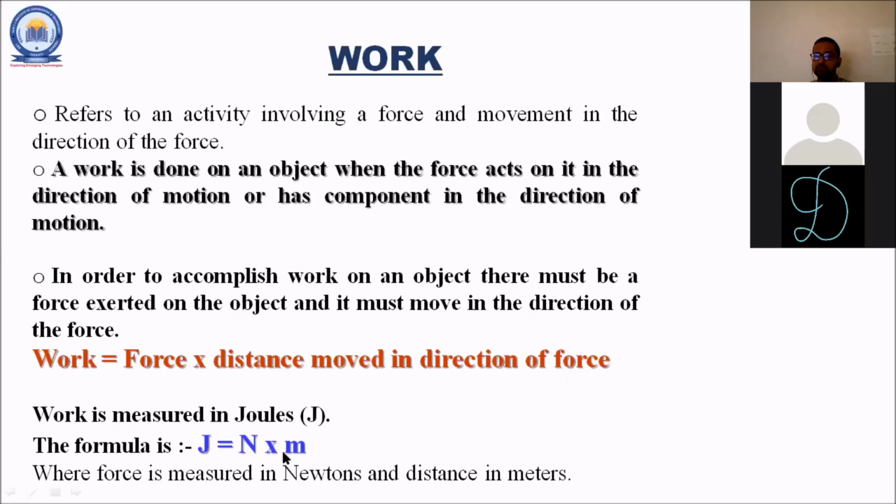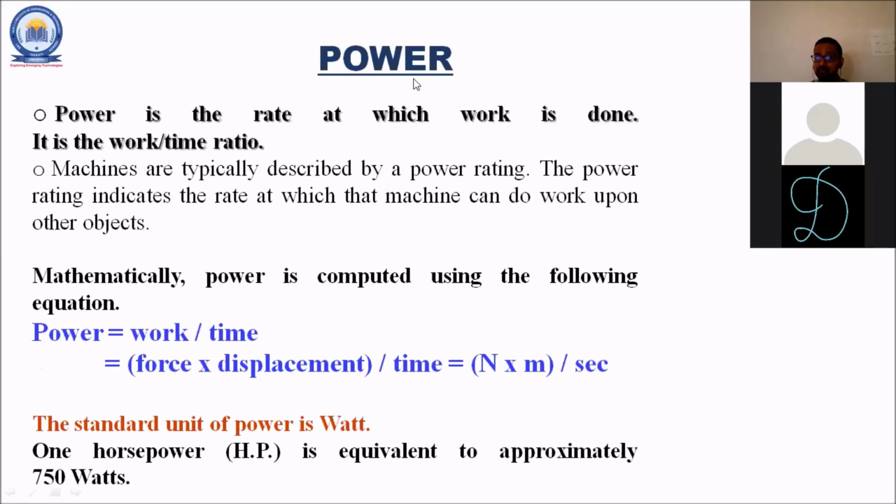So J is equal to Newton into meter, where Newton is the unit for force and meter is the unit for distance. Moving further, that is power. Power is the rate at which the work is done. Mathematically, power is computed using the equation power is equal to work upon time. Work, we have already studied, is force into displacement, so that is Newton meter per second. And considering this concept of Newton meter per second, the standard unit of power is the watt.